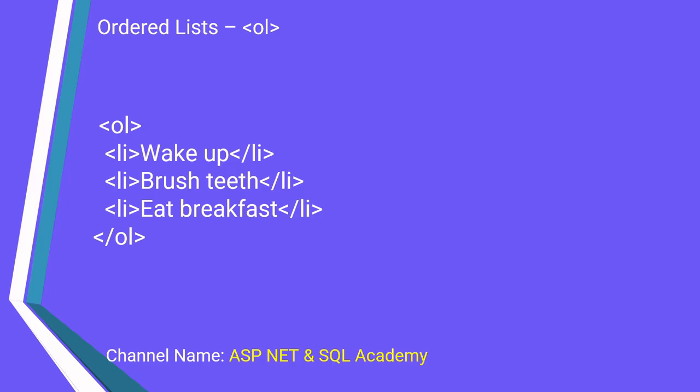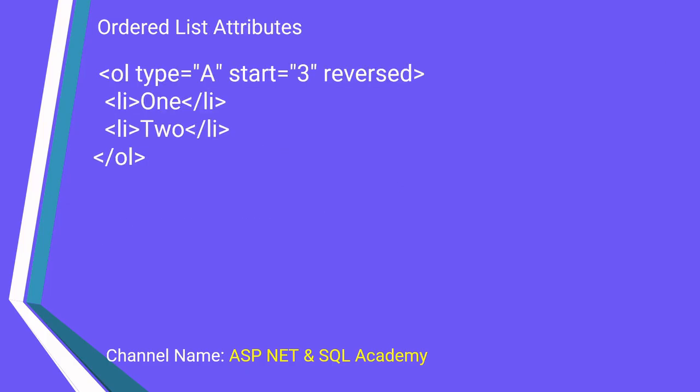You can customize ordered lists using type, start, and reversed. Use type equals A for capital letters, start equals 3 begins numbering from 3, and reversed counts down.